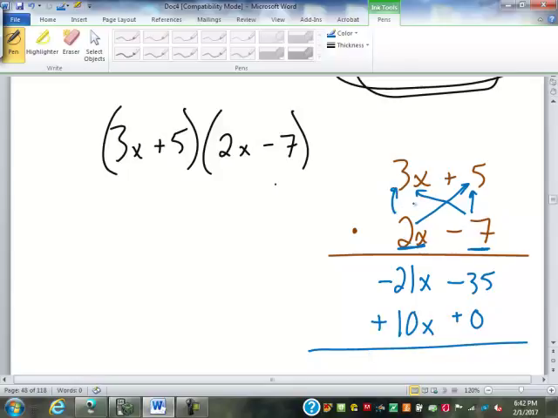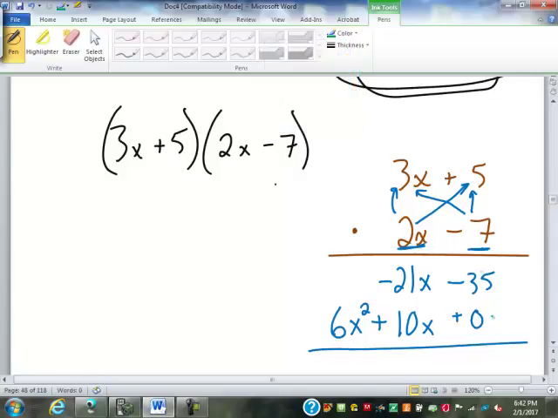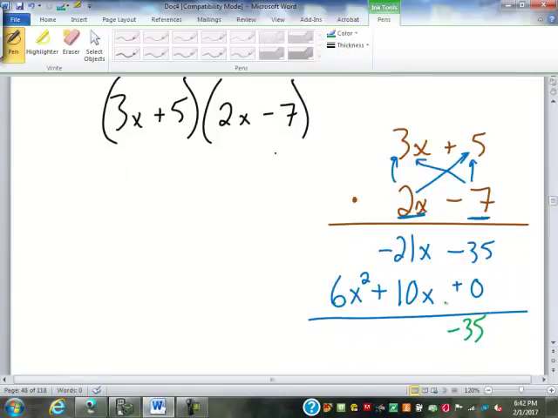Now 2x times 3x is 6x squared. And now I'm going to combine what has the same name. I have negative 35, which is just negative 35. Negative 21x and positive 10x. Negative 21, positive 10 leaves me at negative 11. So it's negative 11x. And then the 6x squared.